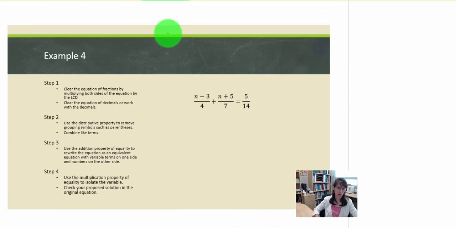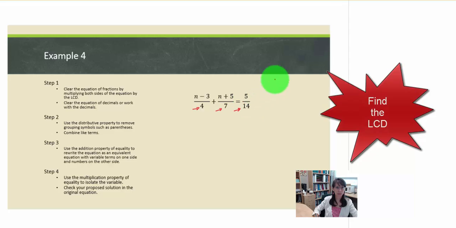In example 4, we have some fractions. So in order to solve an equation that has fractions, we need to eliminate the fractions. So I'm going to take each one of these denominators to help me determine what the lowest common denominator is.